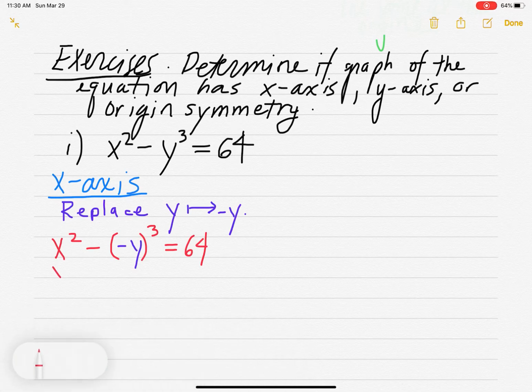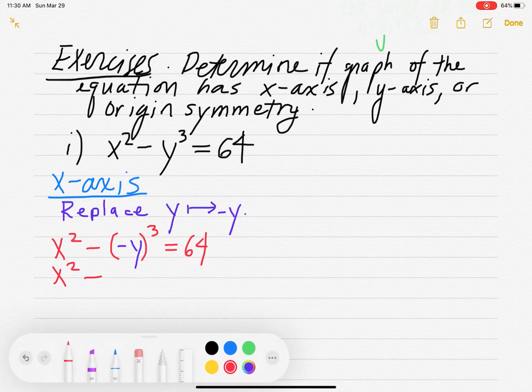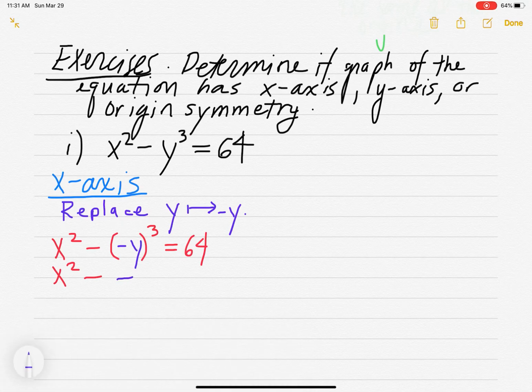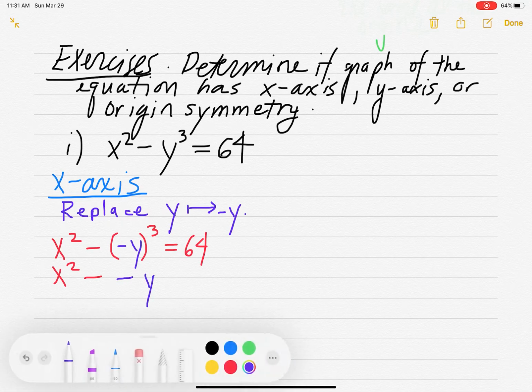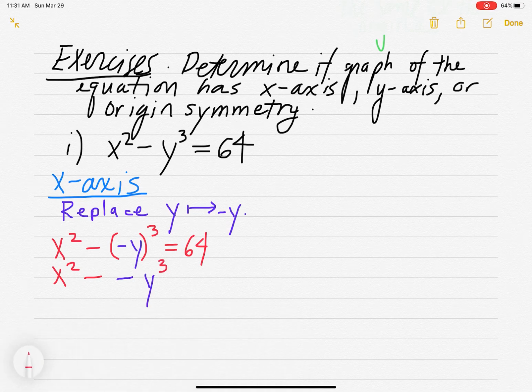So the x squared stays x squared. And we have a red minus sign. Now anytime you have a cube power, anytime you have any kind of odd power, you can extract the negative from the parentheses. So that negative within the parentheses can come out, and you're going to have a minus y cubed. So odd powers, you're allowed to extract negative signs from odd powers. And this is equal to 64.